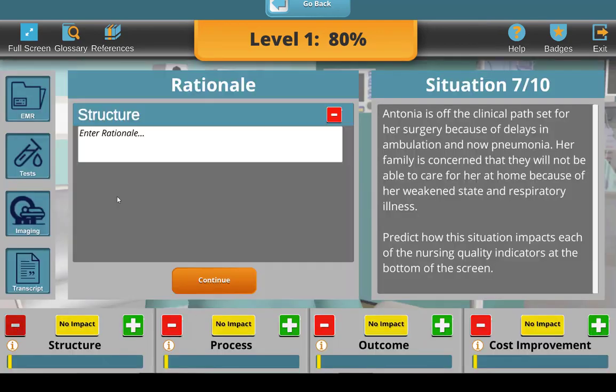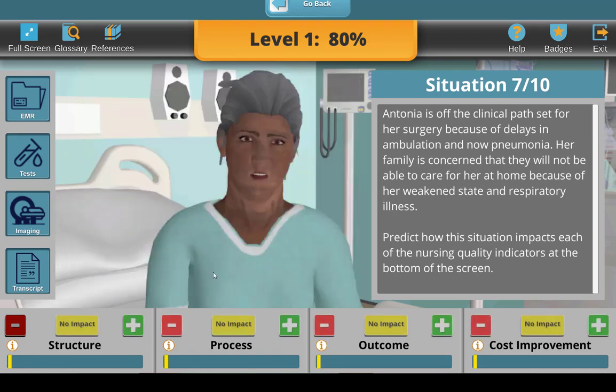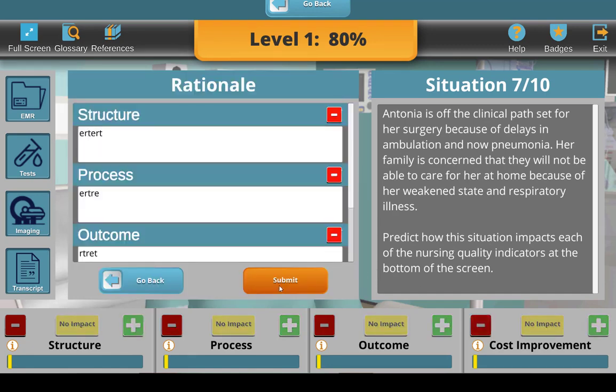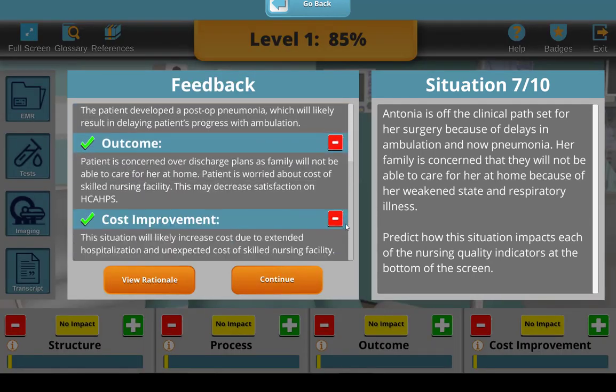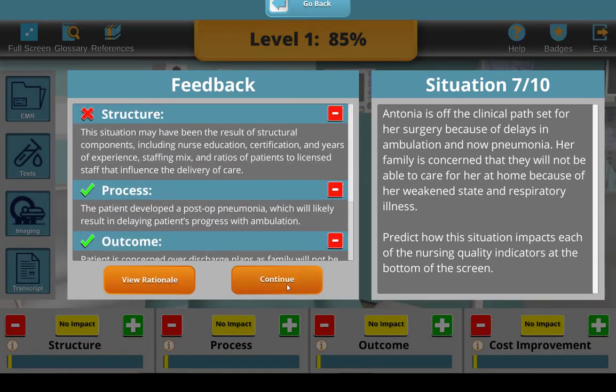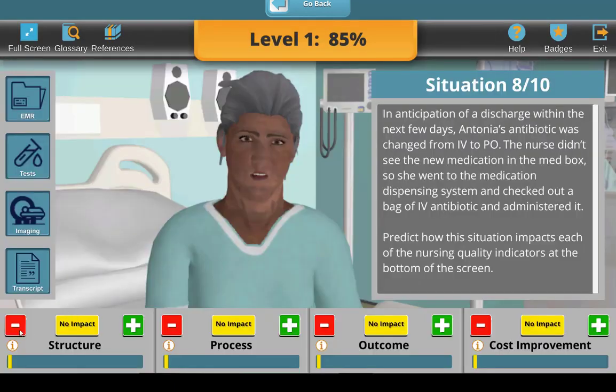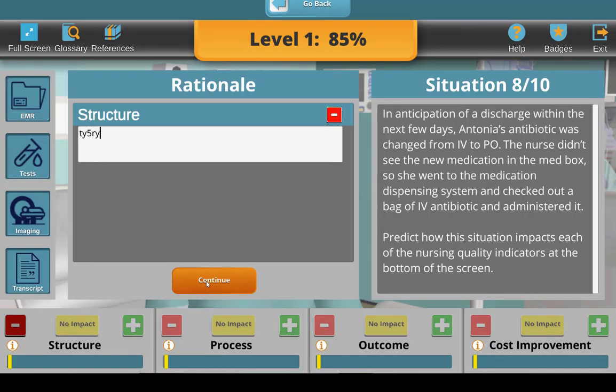Okay, and now this poor woman, if you guys are fast readers, you are probably noticing that it looks as though she may be developing a case of pneumonia. Okay, all right, so we're going to do that. And you'll notice that not everything has a negative impact on all of the 4 components. So again, go through here, go through here.